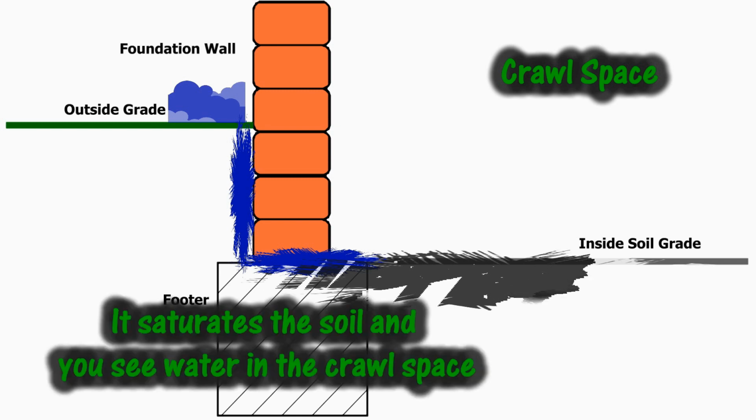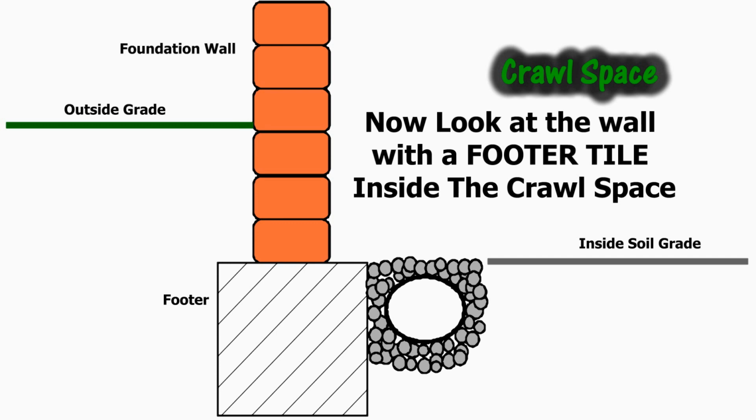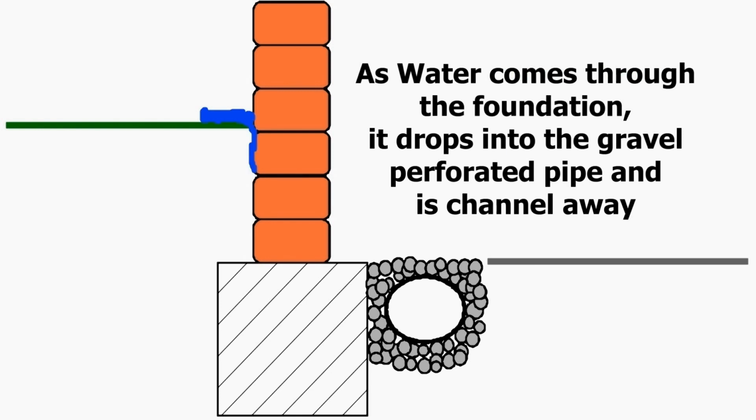To correct this problem is really a pretty simple project, and you can do this yourself and save thousands. By installing footer tiles inside the crawl space along the footer, that's the most important thing. As that water comes down, it will drop through the gravel into the pipe, and the pipe will carry it away over to your sump pump. It really is that simple.